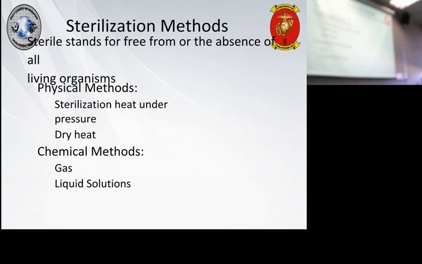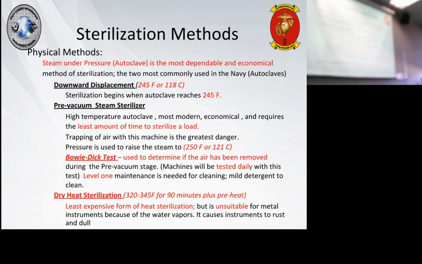Okay, so the different methods, physical and chemical, know the differences and be able to identify which one is which. So if they say pre-vacuum sterilizer, be able to identify whether it's physical or chemical, which category it falls under. Steam under pressure, the autoclave, is the most dependable and economical method of sterilization. Two most commonly used in the Navy.